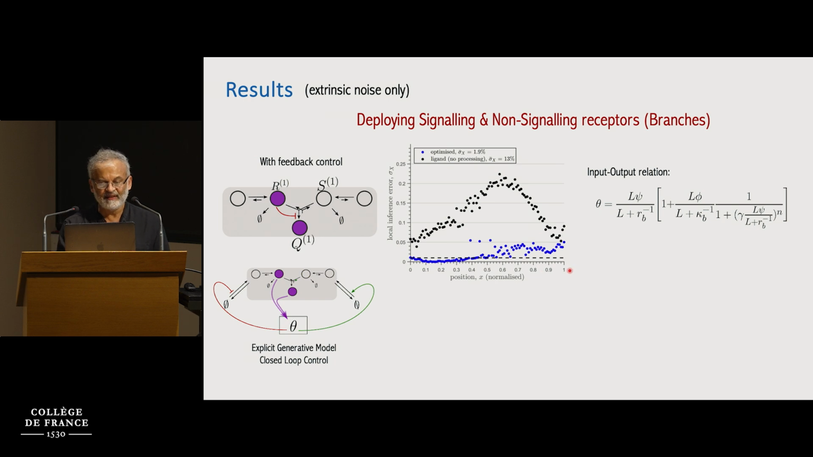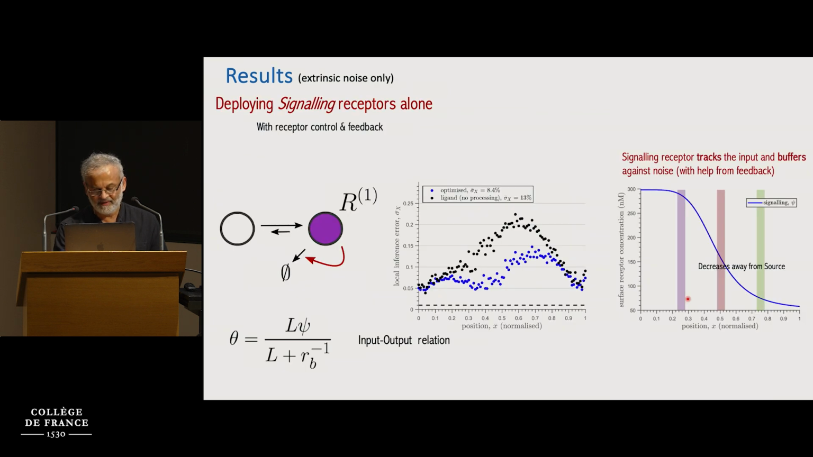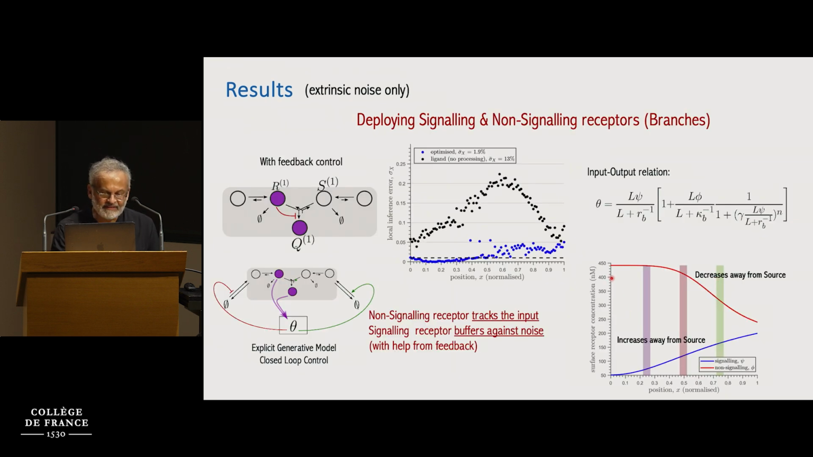Now, the surprise here is in the receptor profiles and how they look as a function of distance away from the source. Recall the previous case, where the receptor simply tracked the morphogen. When you have two receptor types, it's the non-signaling receptor that tracks the morphogen, so it decreases away from the source. But the signaling receptor increases away from the source. This is a surprising result, and it's this particular profile that provides an optimum inference for this network topology.